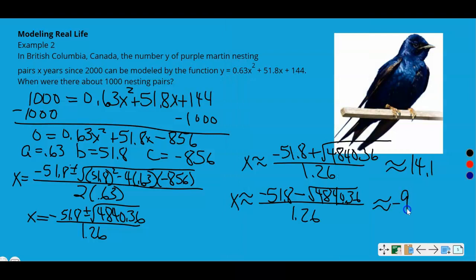So we're not going to have a negative number for a number of years. So we know that the first solution is the one that makes sense. So we can say that about 14 years after the year 2000, so in the year 2014, there will be about 1,000 nesting pairs.